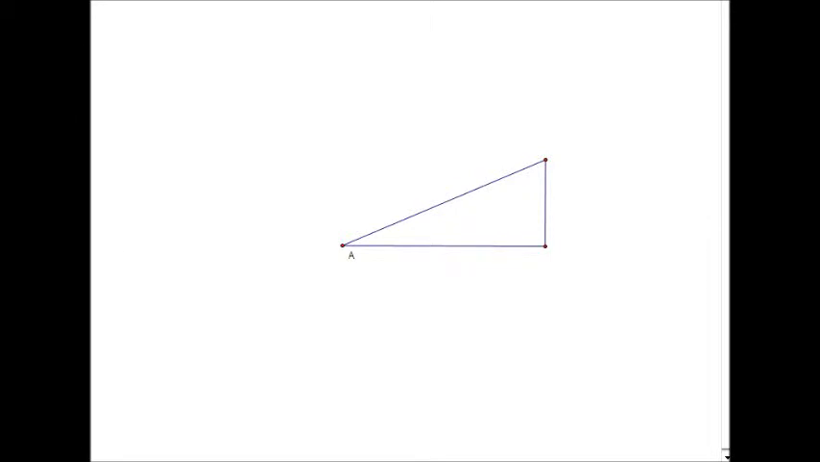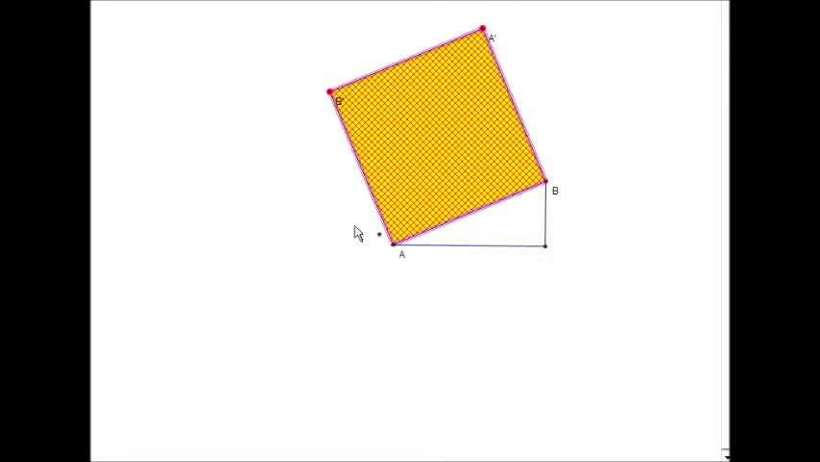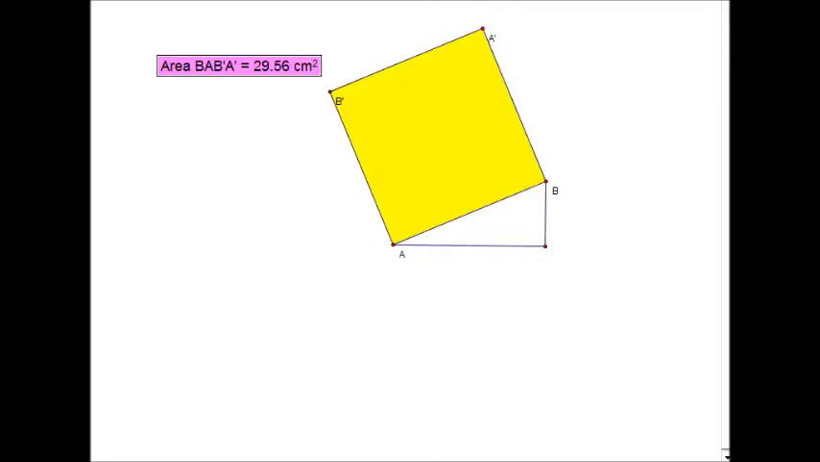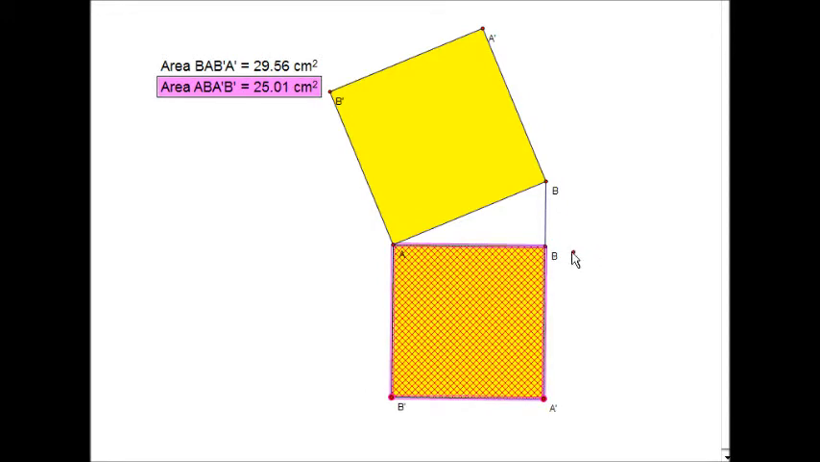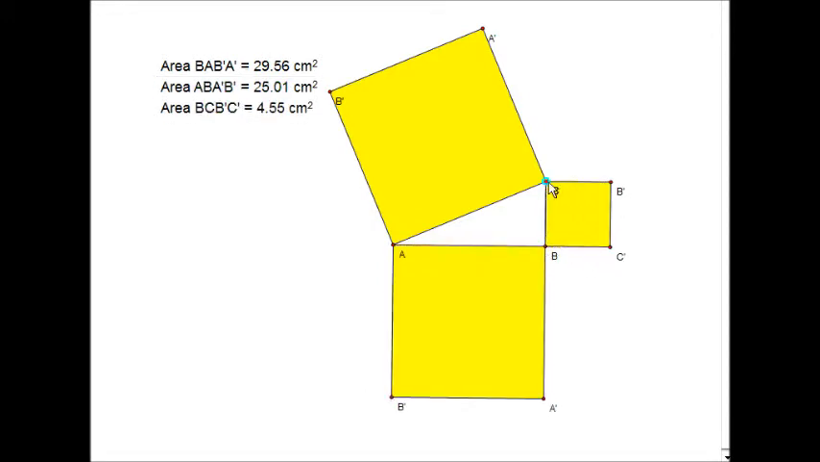Now we can demonstrate this by constructing squares on the three sides of a right angle triangle. This triangle here I can adjust the size of, so I shall begin by creating a square on the hypotenuse. So the area of the square is about 29.6. And if we construct squares on the other two sides, we can see we have the small area of around 4.5.